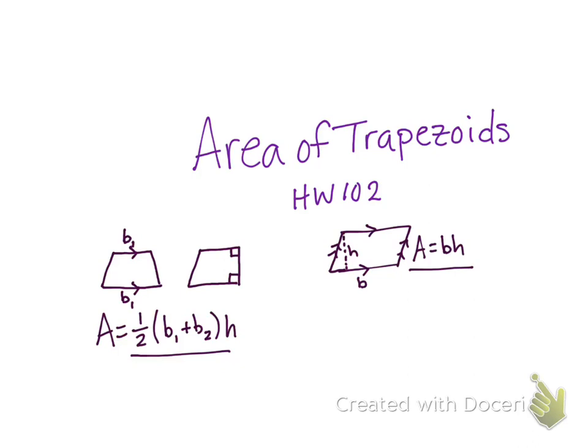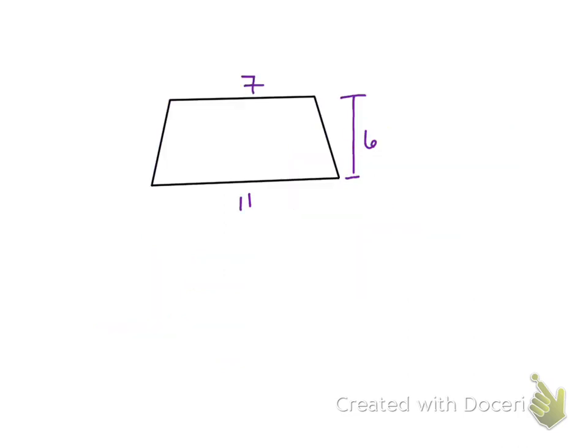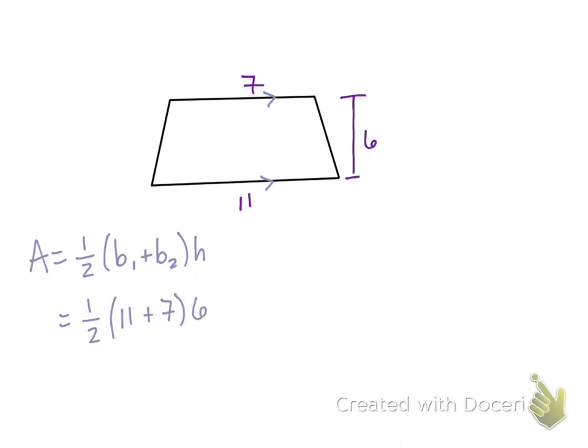So now that we know where we kind of get this formula from, let's start solving some problems. In this problem, we have our two parallel sides right here. And on your homework, they're going to be given to you that they're parallel. And remember our formula, A equals 1/2 times base 1 plus base 2 times the height. In this case, our first base is 11, our second base is 7, and our height is 6. So 1/2 times 18 times 6 is 9 times 6, which is 54 units squared.